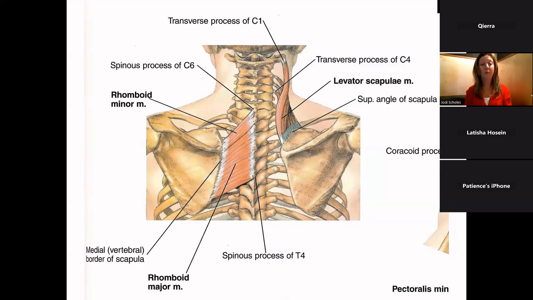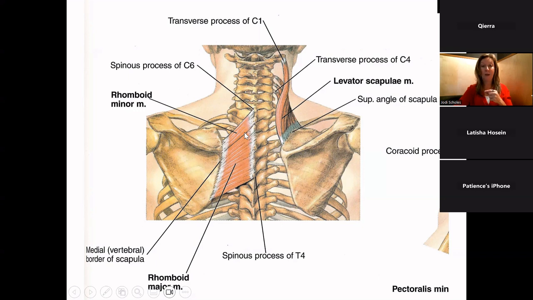Moving along to other muscles of the upper body in the back, in the posterior compartment, let's take a look at the rhomboids. Right in here we've got rhomboid minor, which just means it's up top, and rhomboid major.